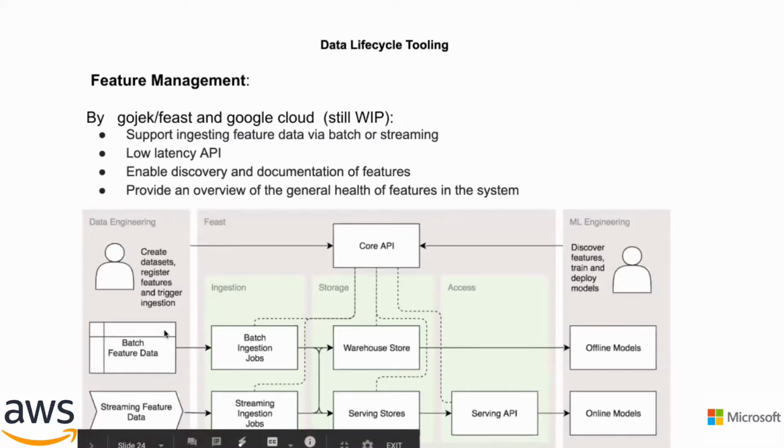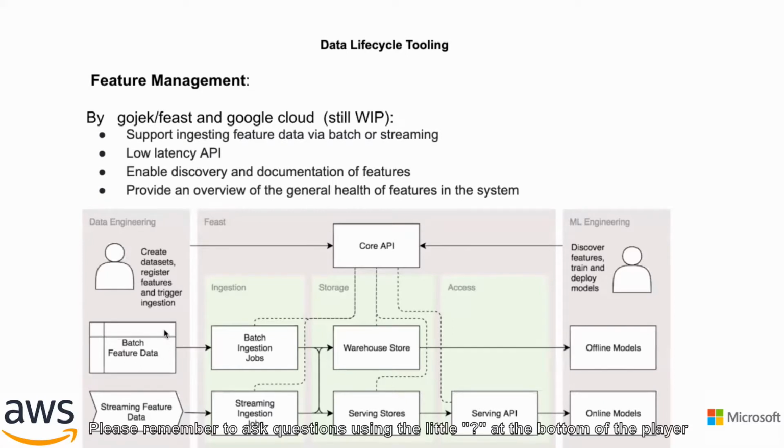If you remember Michelangelo, in the data ingestion process they have this concept. There's batch feature data and streaming feature data, and you have this concept of communicating between these two worlds, and you have a serving API for your data, and a warehouse store for your offline models. And obviously there's a core API, so you can create data sets. You can register features. Features are first-class citizens here. You can actually trigger ingestion. So one ML engineer or data scientist can discover features, train, and deploy models.